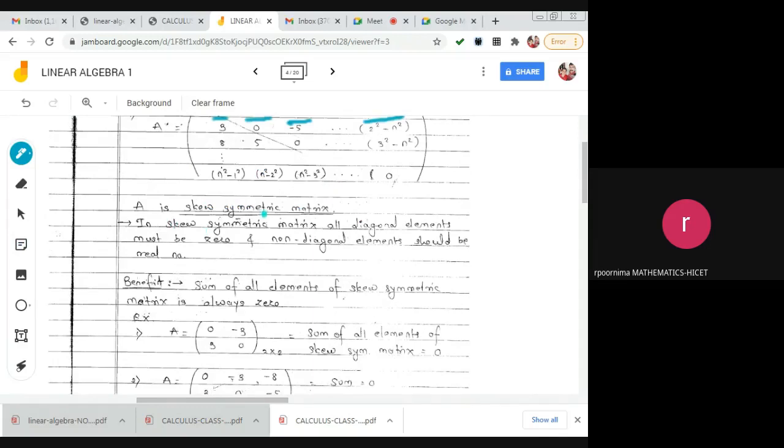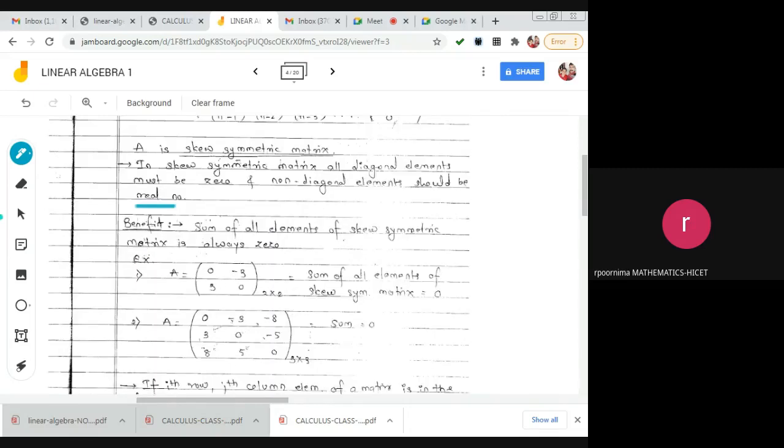Next. A is a skew symmetric matrix means in a skew symmetric matrix, all diagonal elements must be 0 and the non-diagonal elements should be real numbers. So the sum of all elements of a skew symmetric matrix is always 0. This is the advantage of this one. Sum of all elements of a skew symmetric matrix is always 0.